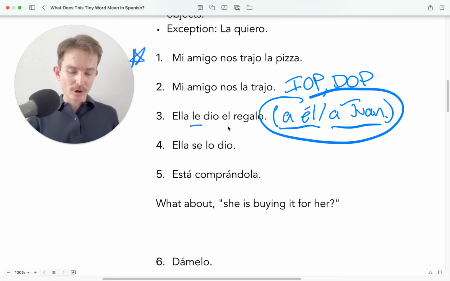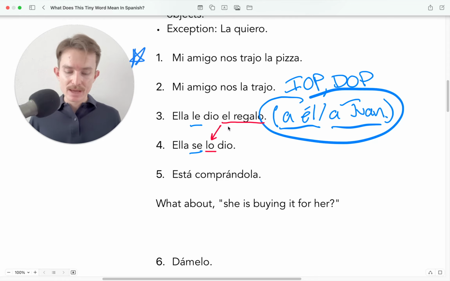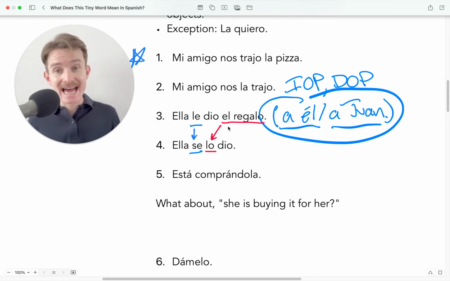Now, here I am going to throw you for a loop. We have our direct object pronoun, lo, in this example, and here we have our indirect object pronoun, which is now se. So what the heck is going on? We have turned el regalo into lo in this example. However, le has become se.